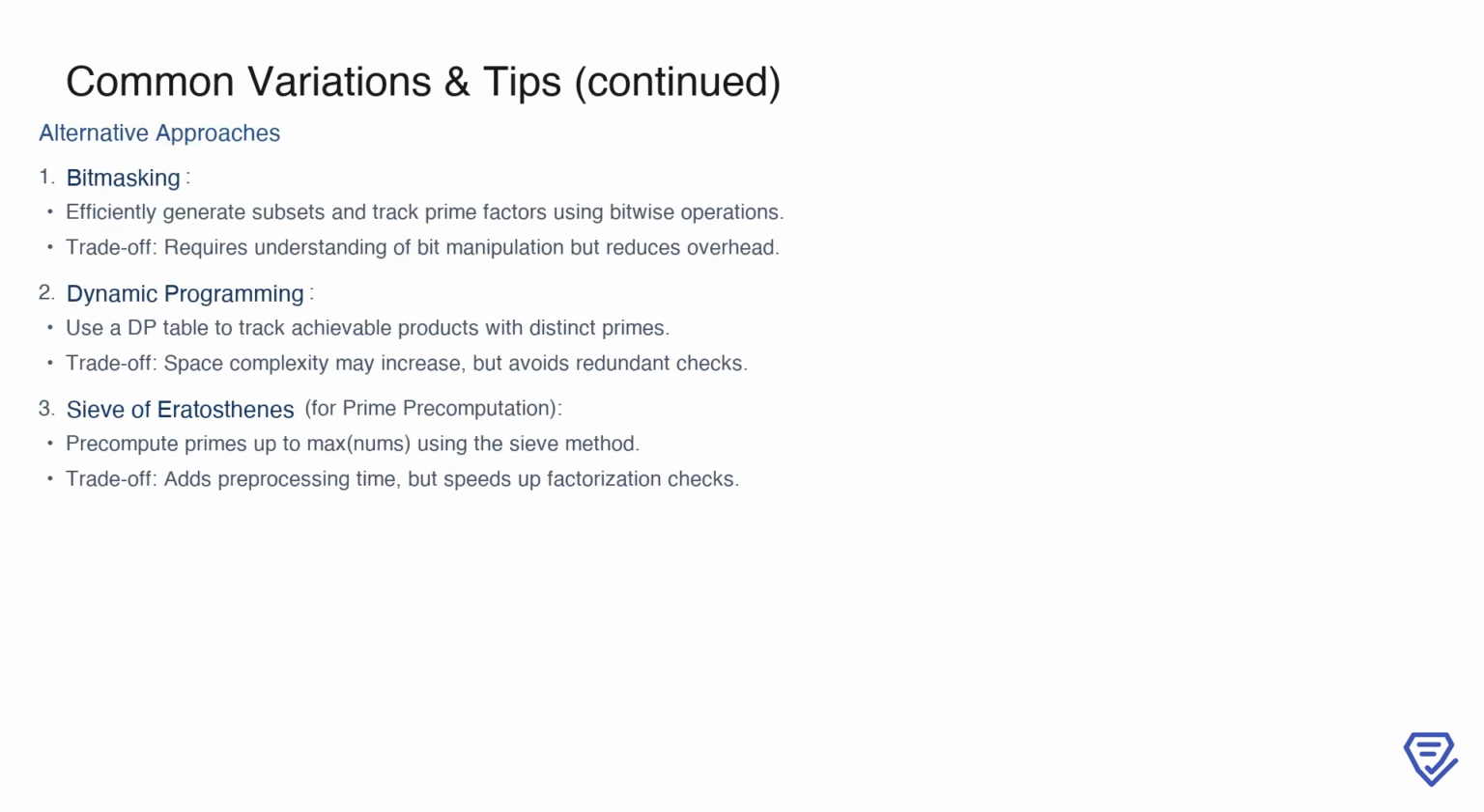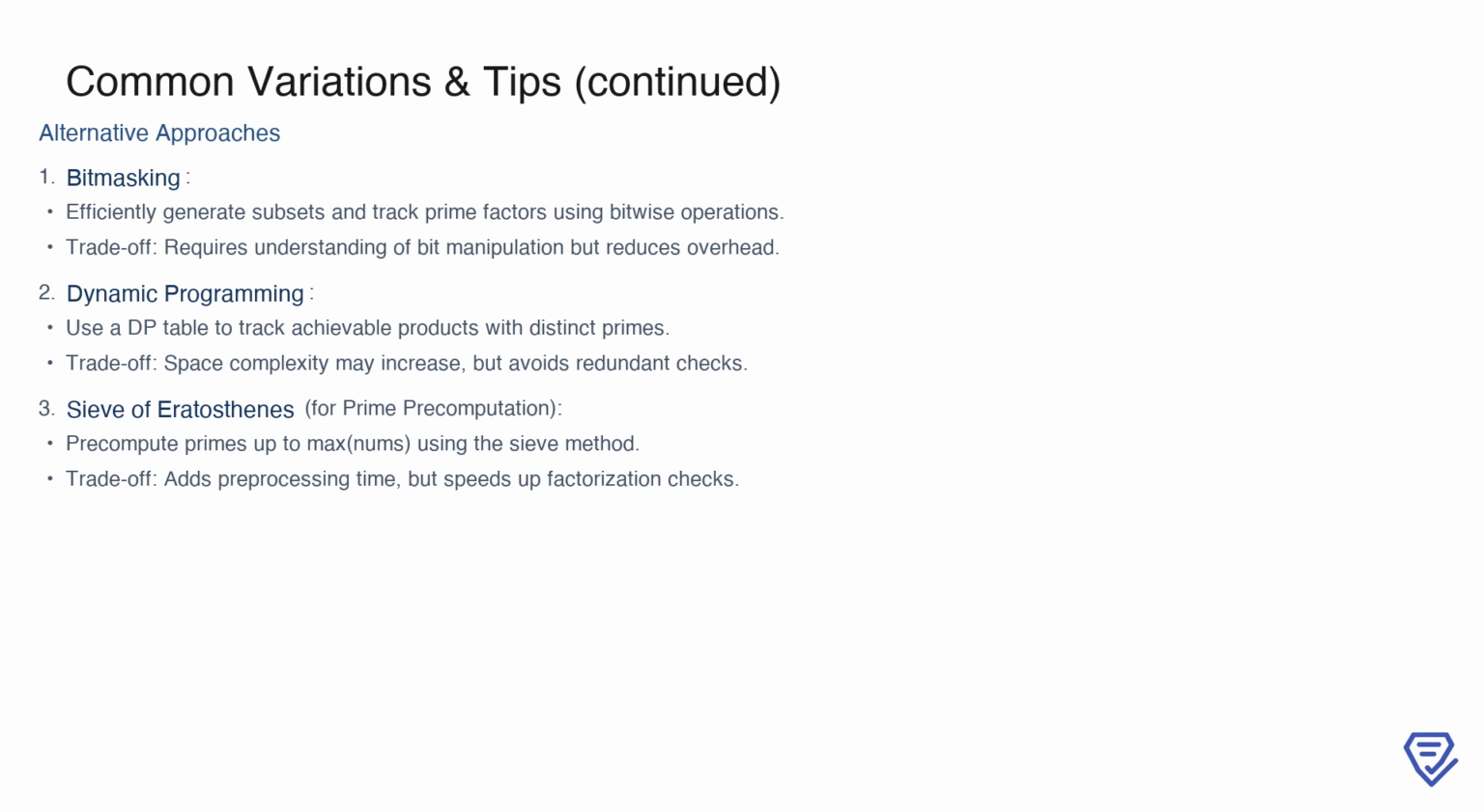Now let's discuss some alternative approaches that can improve efficiency. Bitmasking is a powerful technique for generating subsets and tracking prime factors using bitwise operations. While it reduces computational overhead, it does require a solid understanding of bit manipulation. Another approach is dynamic programming, which involves maintaining a DP table to track achievable products with distinct primes. While this avoids redundant checks, it can increase space complexity, so you'll need to balance memory usage against speed.